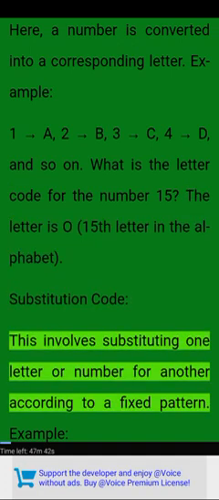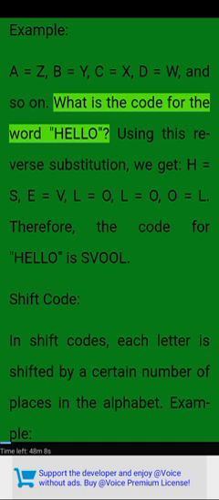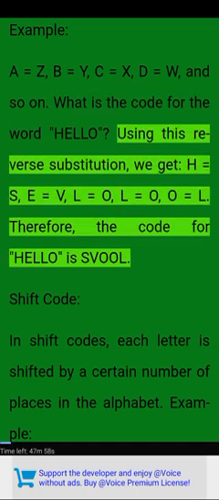Substitution code. This involves substituting one letter or number for another according to a fixed pattern. Example: A equals Z, B equals Y, C equals X, D equals W, and so on. What is the code for the word hello? Using this reverse substitution, we get H equals S, E equals V, L equals O, L equals O, O equals L. Therefore, the code for hello is SVOOL.